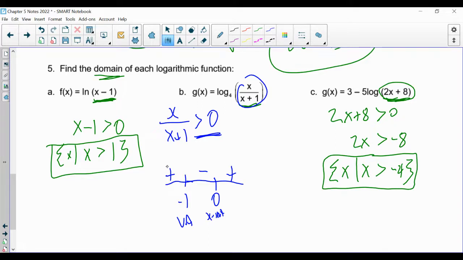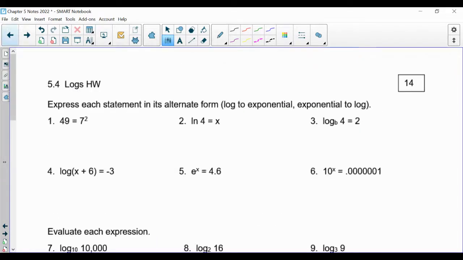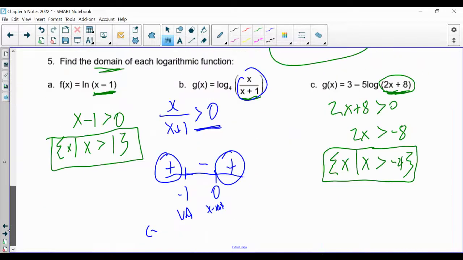And then my answer are these two sections, meaning it's from -infinity. Oops, I just hit the arrow key. Sorry about that. -infinity to -1, and then 0 to infinity. Really nice thing is it's always going to be parentheses with logs because they're not equal to 0. They're greater than 0, right? So this right here is our answer.